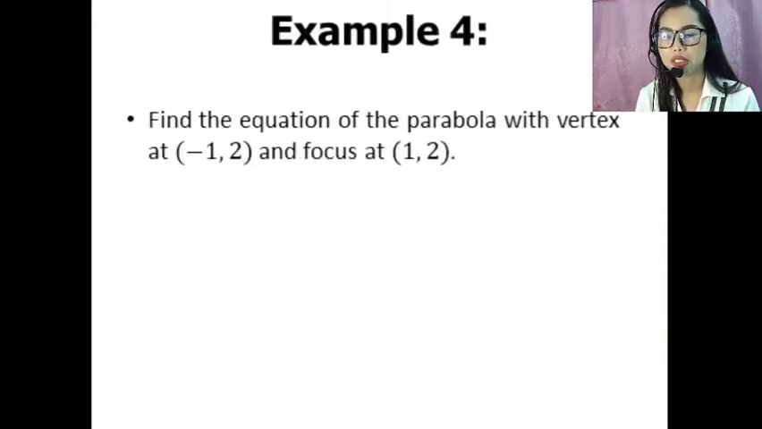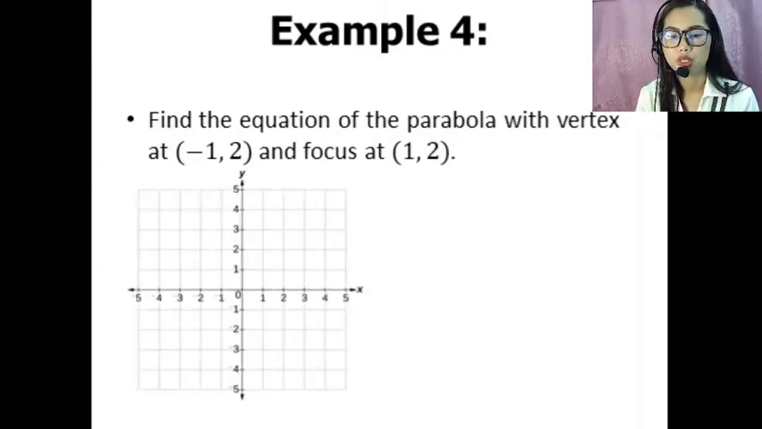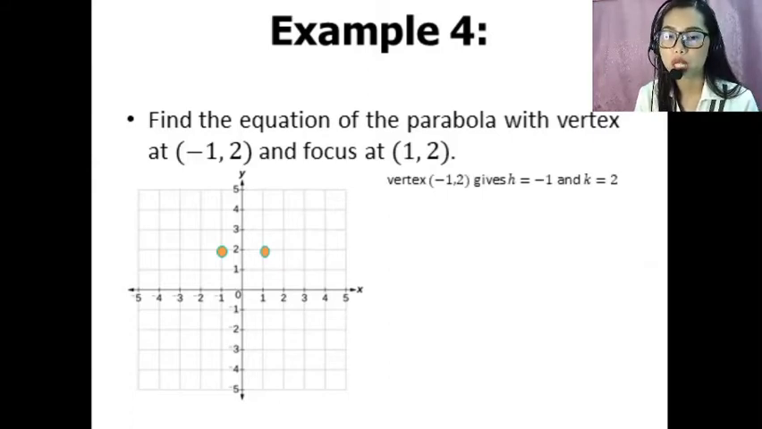Fourth example: find the equation of the parabola with vertex at (-1, 2) and focus at (1, 2). We'll plot our points. (-1, 2) is in quadrant 2, and (1, 2) is in the first quadrant. So, our vertex is at (-1, 2) with h equals -1 and k equals 2.